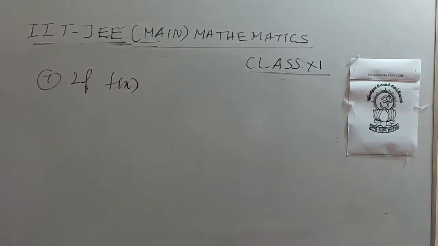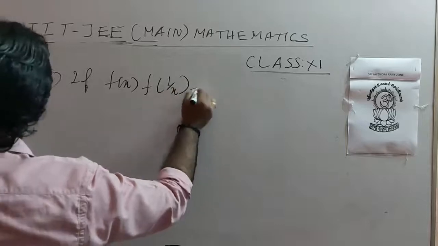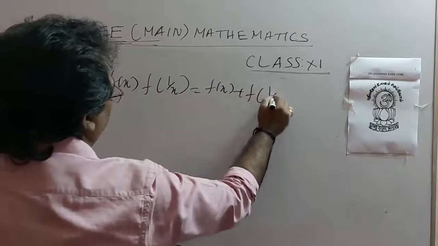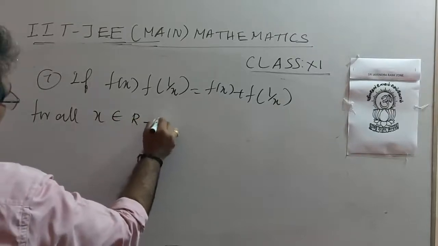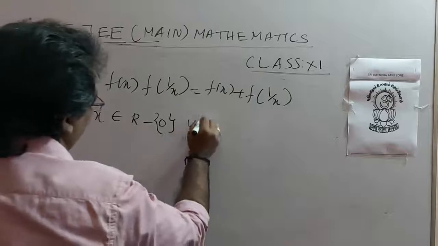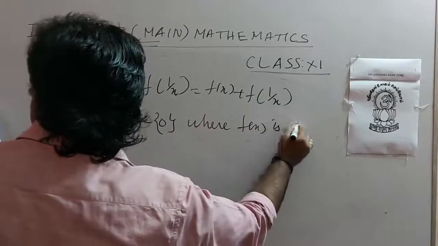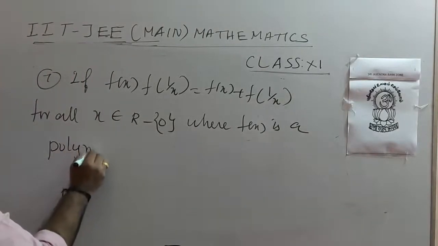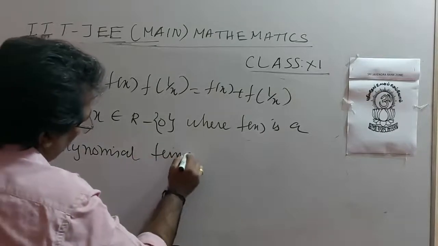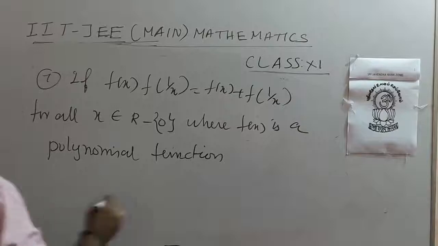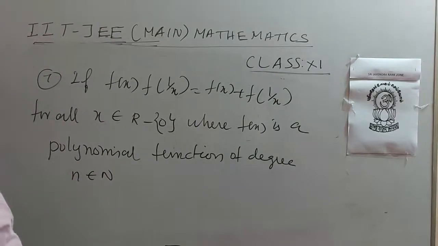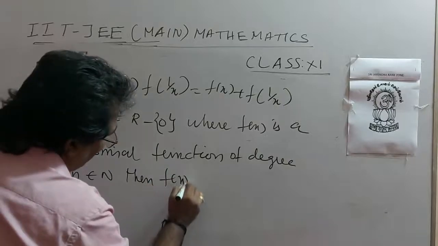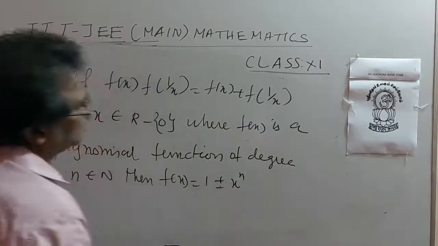If f(x) into f(1/x) equal to f(x) plus f(1/x) for all x belongs to R minus 0, where f(x) is a polynomial function of degree n belongs to N, then f(x) = 1 plus or minus x^n.